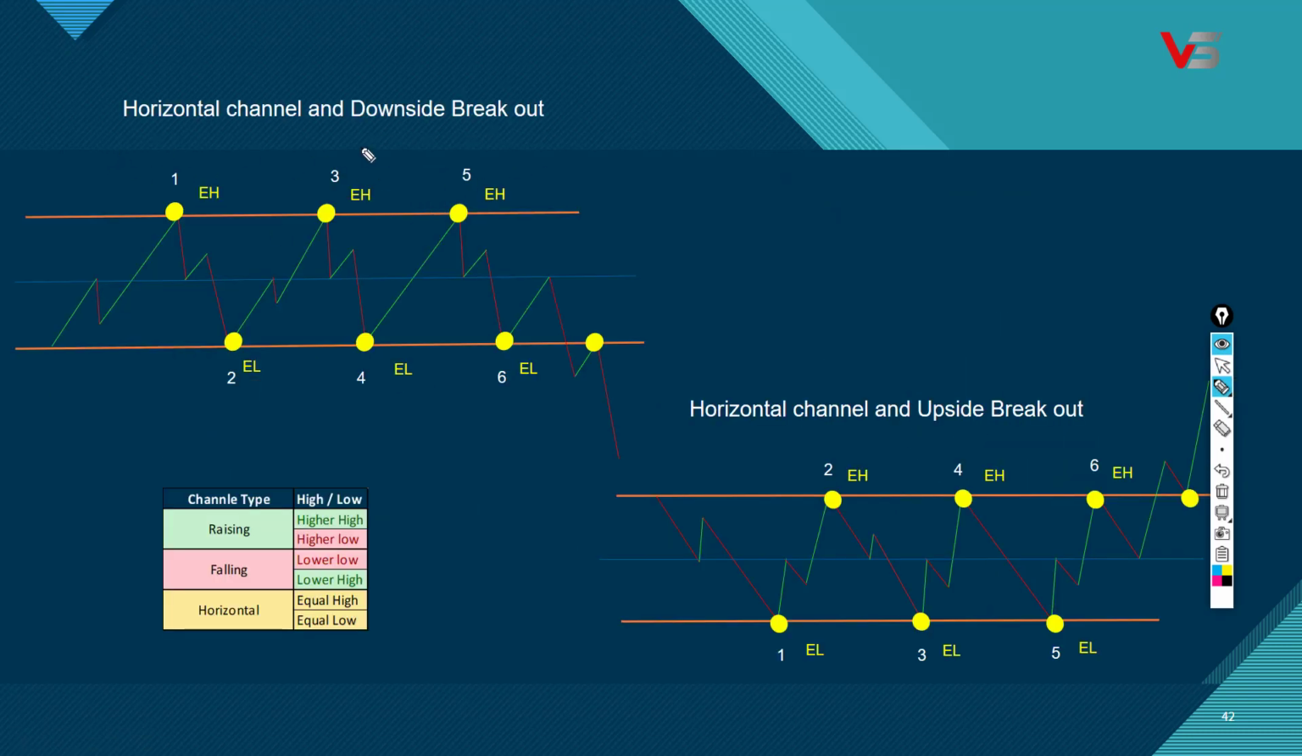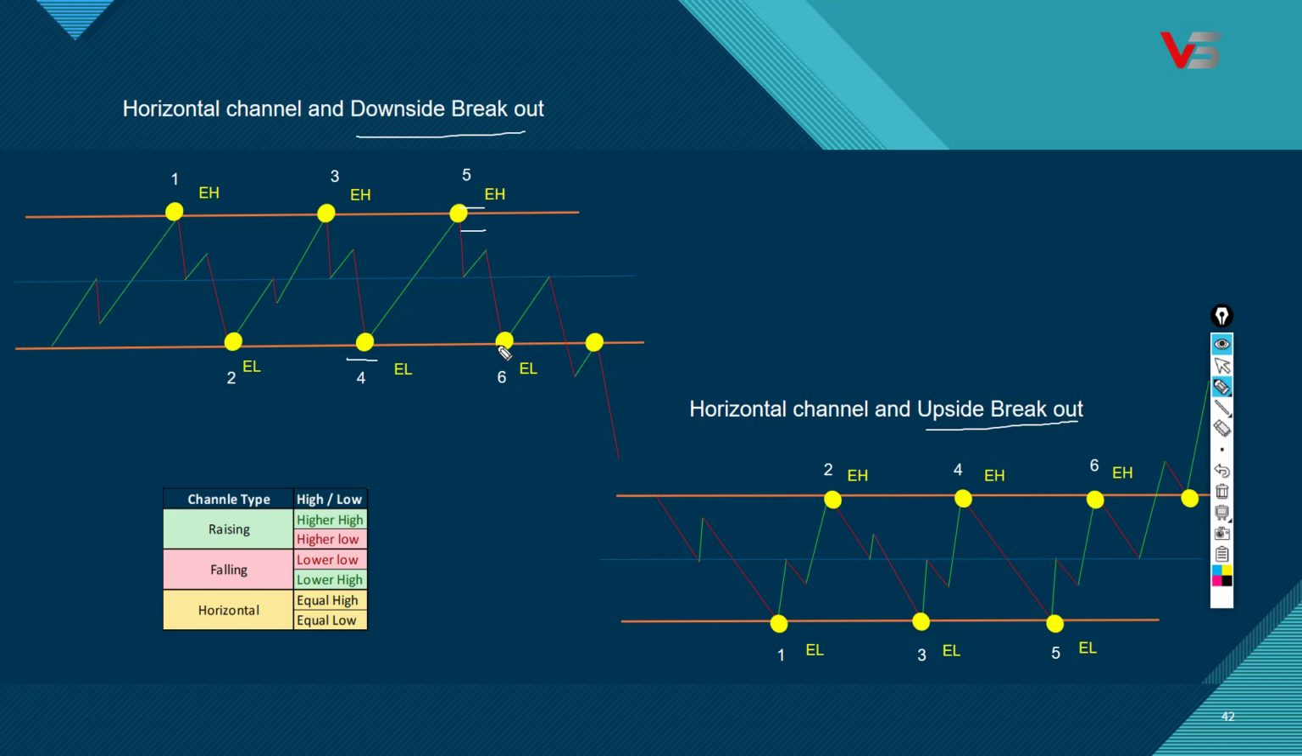These are the horizontal channel patterns which I have shown for a downside breakout and upside breakout. In this channel pattern, all the highs and lows are equal. We can take the trade once the price touches the 4th point and the target is the 5th point, and then we can take the trade again from the 5th point to the 6th point. Then we have to wait for the next move of the chart pattern.